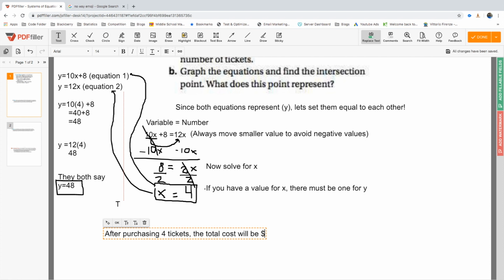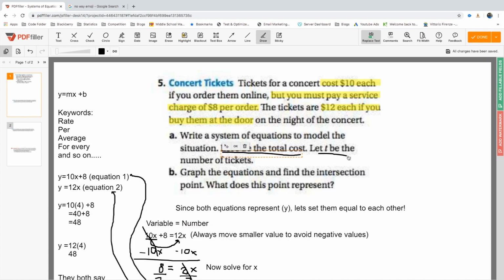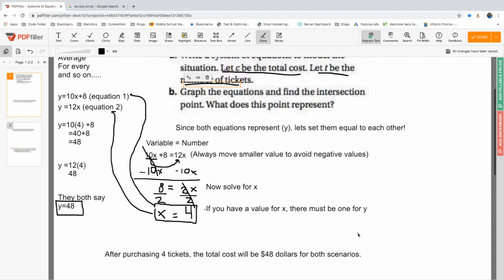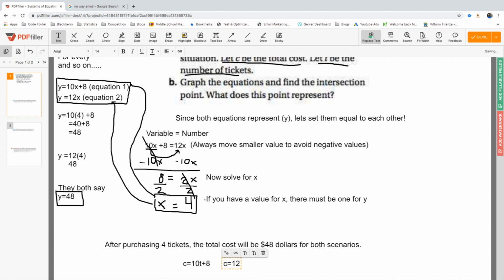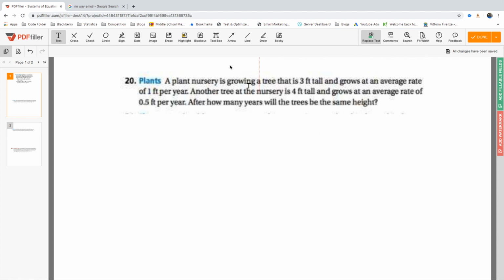Okay, and then I also want to go back because it did ask that we make C represent the total cost and T represent the number of tickets. That simply means I'm going to go back and replace my y's with C's, and I'm going to replace my x's with the value T, which gives me the following equations: C equals 10T plus 8, and then C equals 12T. Great. All right, so we're going to move on to the next scenario.